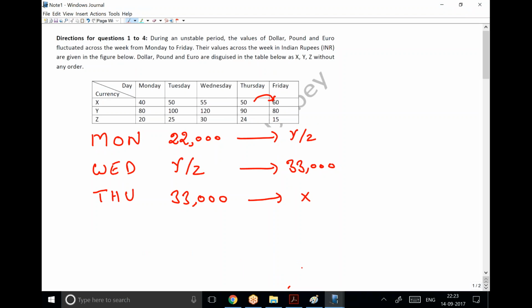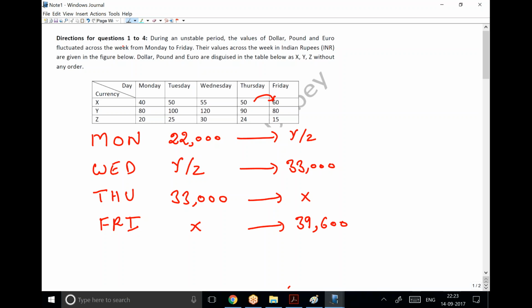So from Thursday to Friday, there is an increase of 20%. Now, on Friday, when I convert this X into INR, then we know this X will get increased by 20%, and it will become 39,600. Right? This will become 39,600.